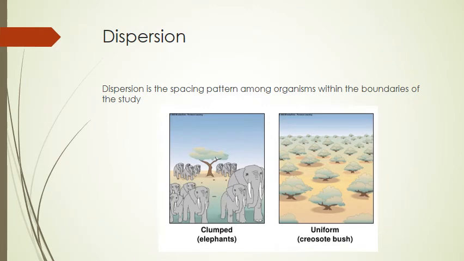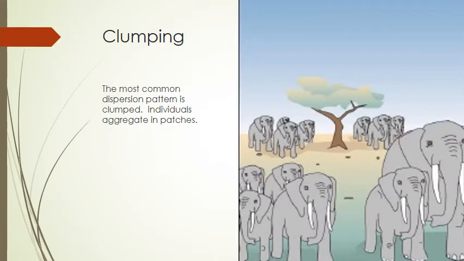So you can have organisms coming in, you can have organisms leaving. Once the organisms are in a region, though, they're going to disperse themselves following certain characteristics. They can be either clumped or they can be uniform. Clumping is probably the most common dispersion pattern. This is where you get individuals aggregating in patches. This is where you get people living in neighborhoods. They tend to live together. We're social creatures. These elephants hanging out as a group. You hang out as a family.